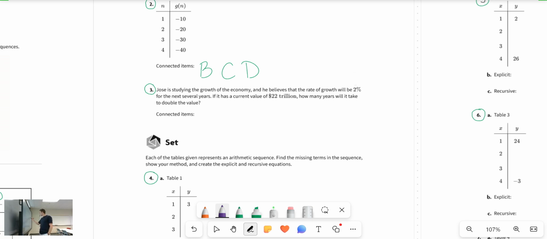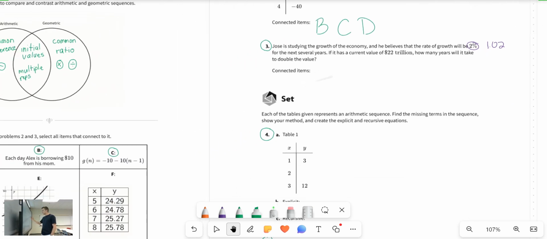So the rate of growth will be 2%. So 2% is going to be important. We can think about a 2% increase, right? The rate of growth is going to be equivalent to 1.02, because if we multiply by 1.02, that's increasing by 2%. So we're looking for 1.02s in there, and it has a current value of 22 trillion.